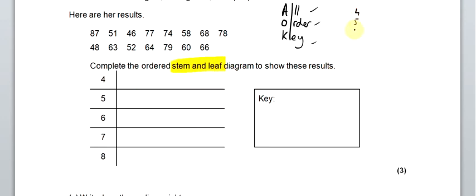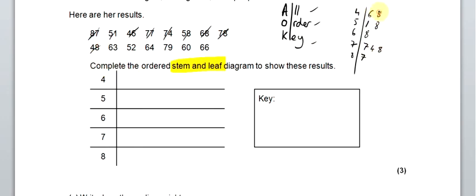So 4, 5, 6, 7 and 8. Now 87, so that goes 87 there. 51, 46, 77, 74, 58, 68. It's a lot easier to do them in order than it is to try and order them at the same time as writing them down.